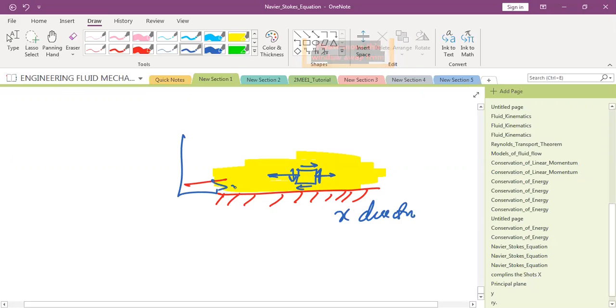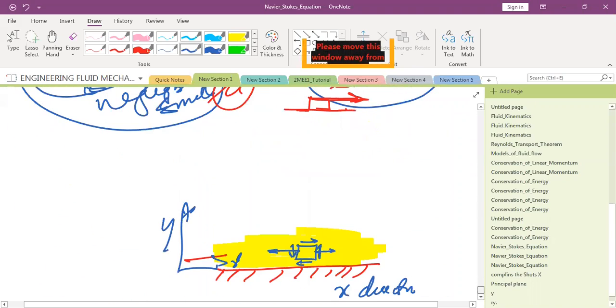X direction, because fluid is flowing in this direction. Yes, and is that clear? Yes sir, clear sir. So sir, when this fluid is flowing in X direction, for any viscous fluid, will we have negligible normal viscous forces in this fluid?